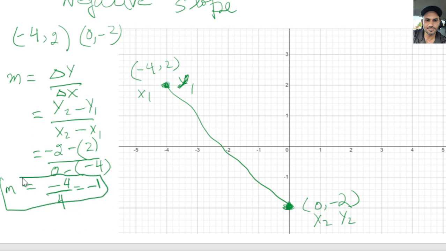That means for every 1 unit in the x direction, our line goes down by 1 unit. So if it goes 1 unit in the x direction, it also goes down by 1 unit. So negative 1 right here. It's a falling line. This is the line we're looking at. It would move like that. All right, let's do one more.